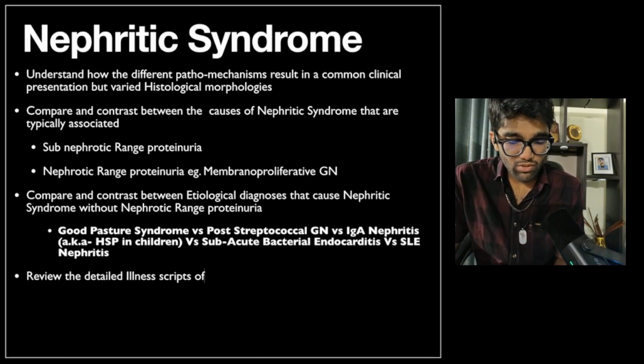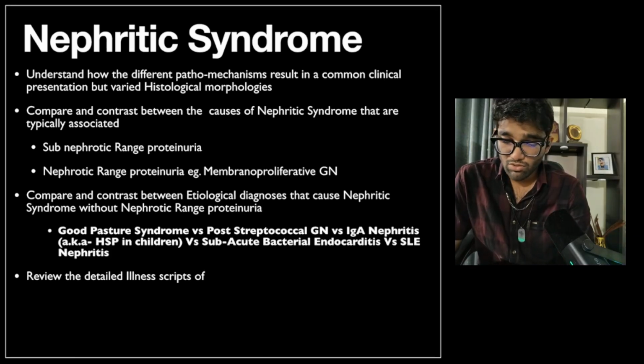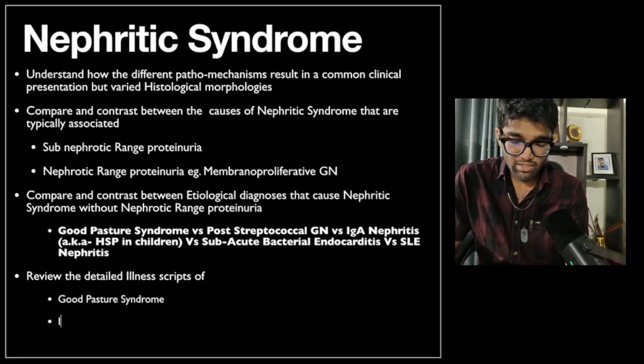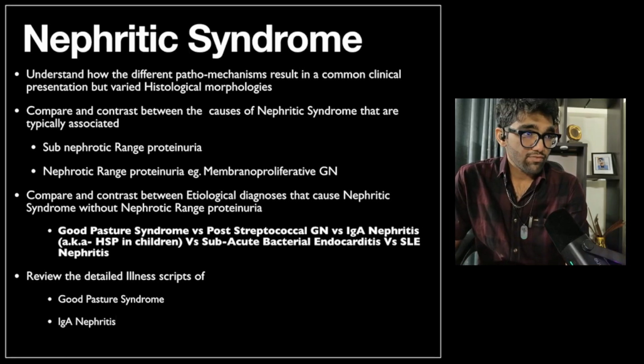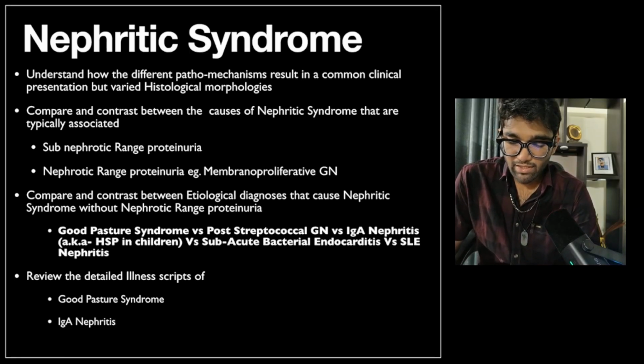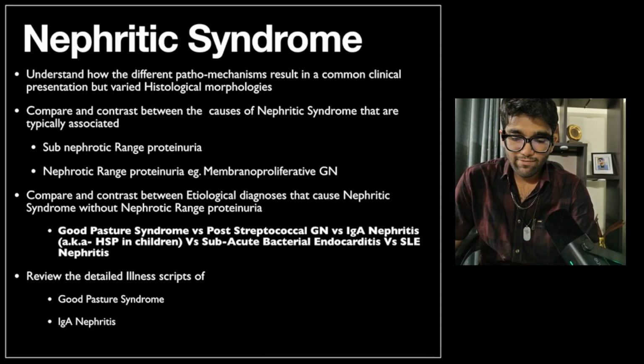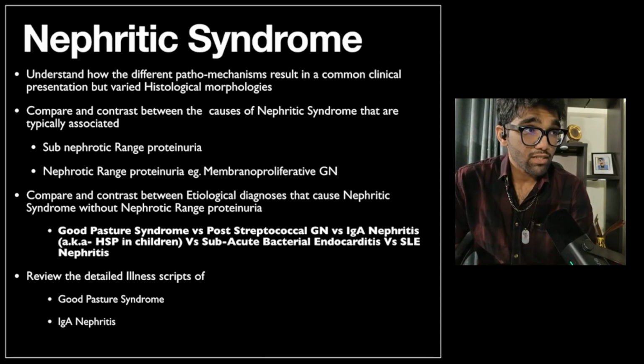Now we'll also review the detailed illness scripts of two of these disorders, that is Goodpasture syndrome and IgA vasculitis or IgA nephritis. I'll be discussing the detailed illness script of SLE nephritis, obviously, in our discussion on clinical immunology and rheumatology.